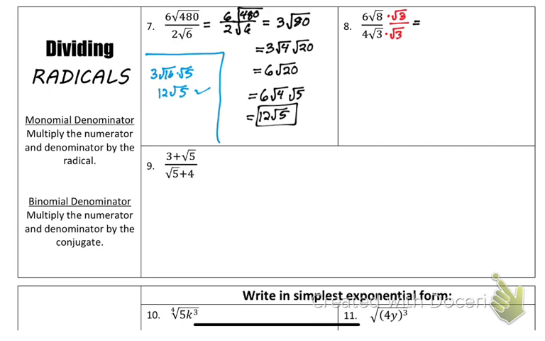This is now going to give me 6 square root of 3 times 8, which would be square root of 24, all over 4 times... What happens if you multiply a square root by the same square root? It gives you that same number out without the square root. In other words, square root of 3 times square root of 3 is square root of 9. Square root of 9 equals 3. So this would be 4 times 3.